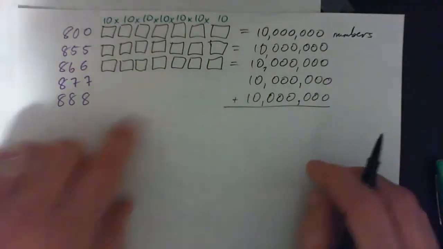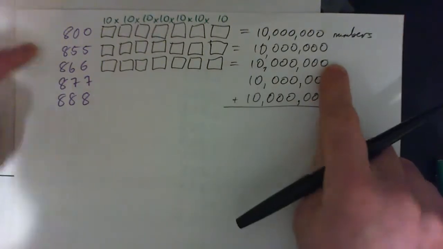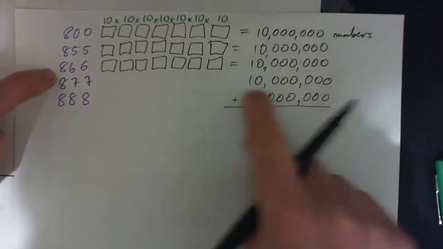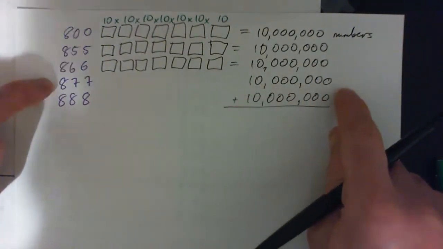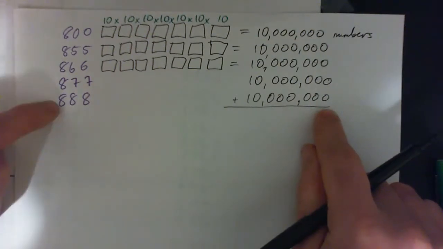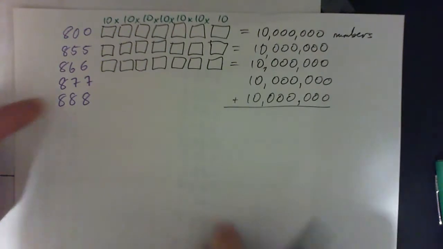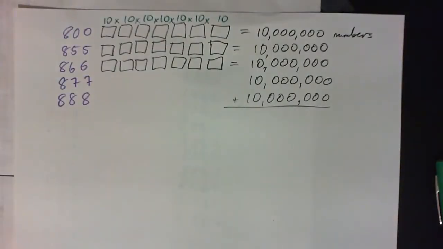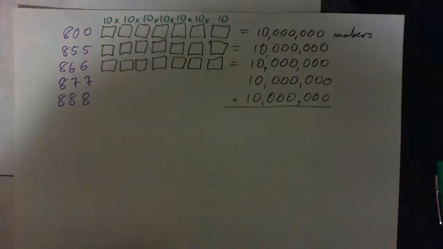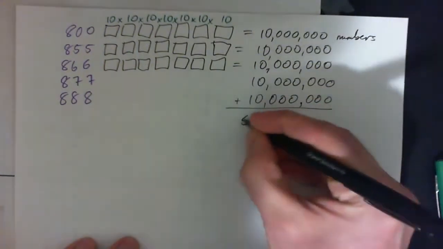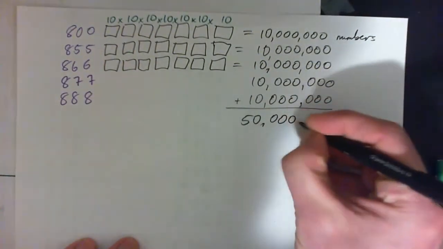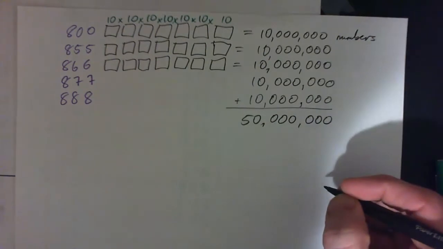Now, there's 10 million possible numbers that begin with 866. There's 10 million possible numbers that begin with 877. There's 10 million possible numbers that begin with 888. Now, if we add them all up, what do we get? If you add them all up, you get 50 million possible toll-free numbers.